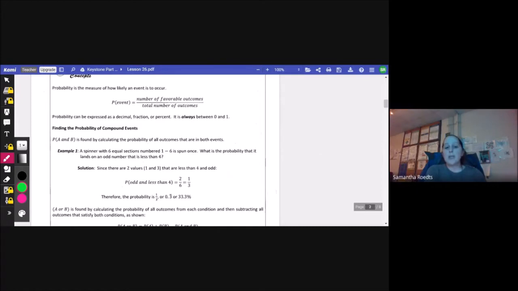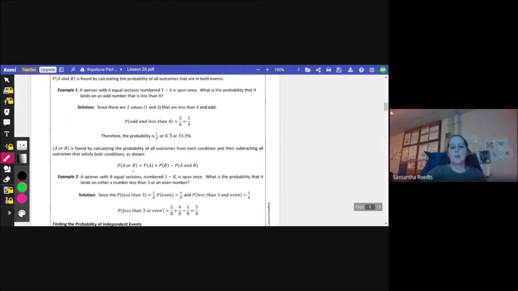So A or B is found by calculating the probability of all outcomes from each condition and then subtracting all outcomes that satisfy both conditions, as shown. So the probability of A or B equals the probability of A plus the probability of B minus the probability of A and B. Example 2, a spinner with 8 equal sections, numbered 1 through 8, is spun once. What's the probability that it lands on either a number less than 3 or an even number?